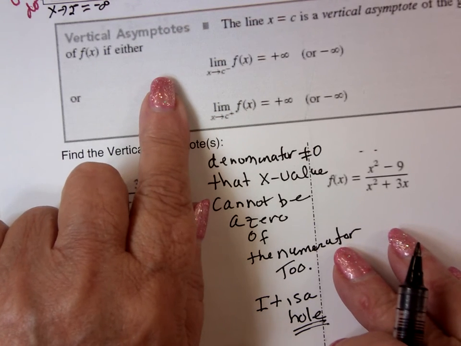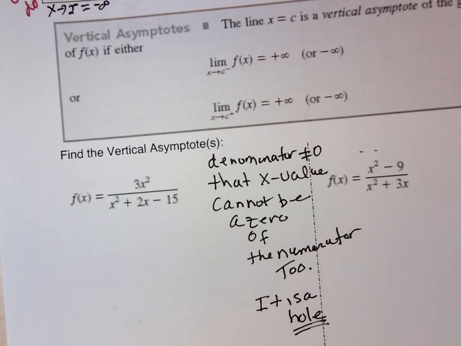If it's a hole, if you're coming from the left, you're not going to go to infinity. You're going to go to the value of the hole. You're coming from the right, you're not going to go to infinity or minus infinity. You're going to come to the value of the hole. For us, it's easy. Just put the number back in. If you get 0 over 0, what do you know you have? Oh. Don't have to do limits, just do algebra.